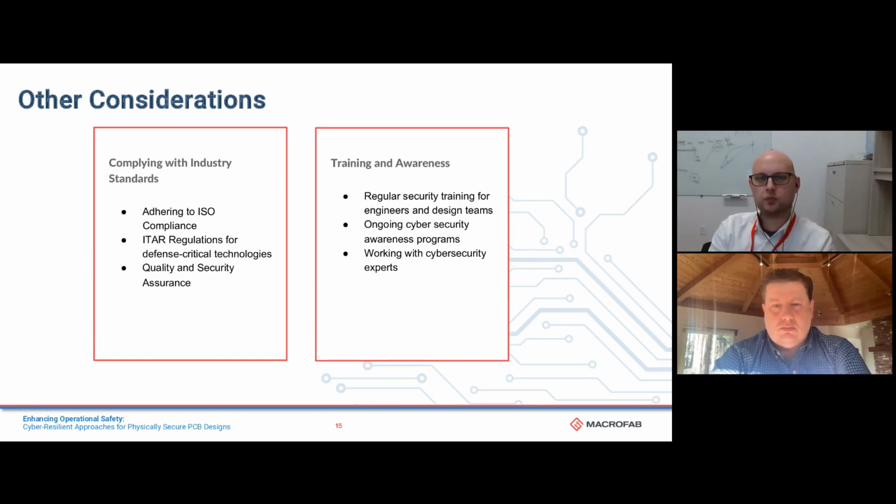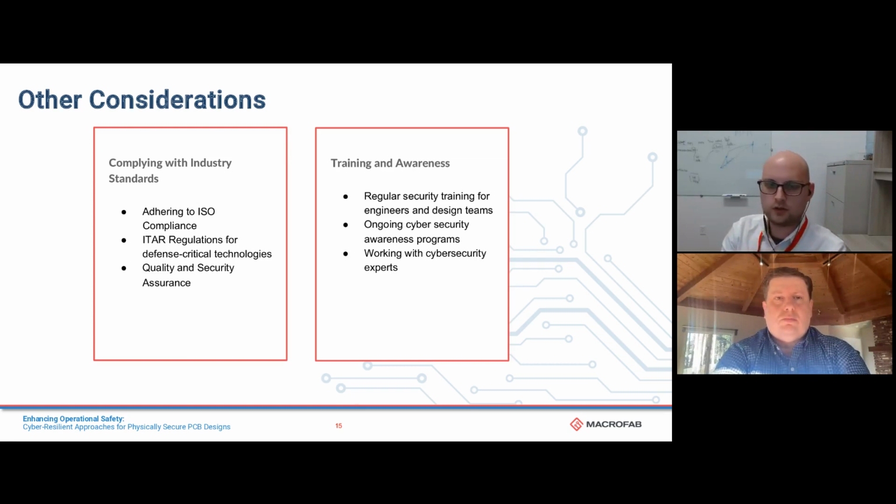Another good step is potentially looking for manufacturing partners who use ISO compliance for quality. As we talked before, this can be part of a design issue, things that you need to actually continuously monitor. ITAR, which is a regulation for data integrity, especially when it comes to defense and critical technologies, not sharing data unnecessarily, and strong quality and security assurances from the manufacturer that you select.